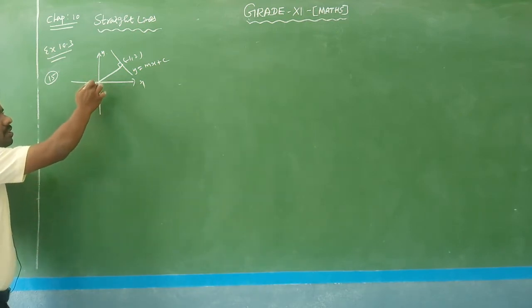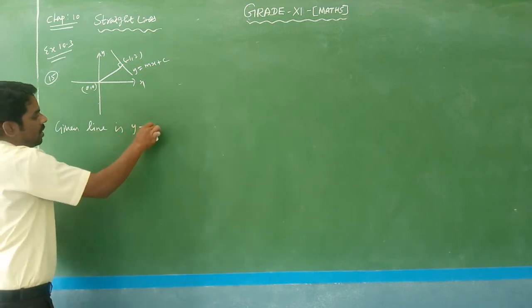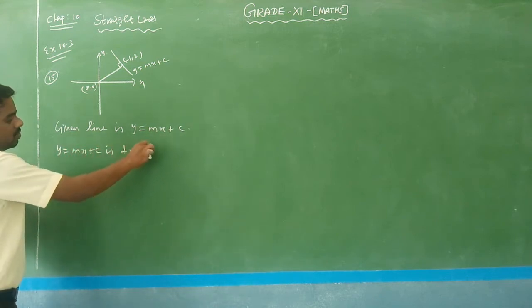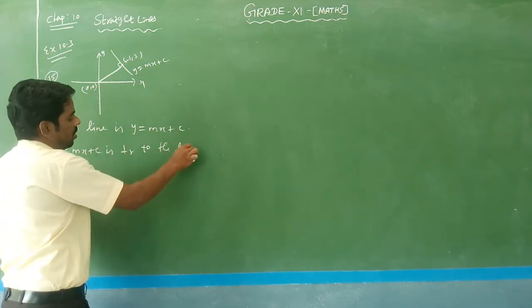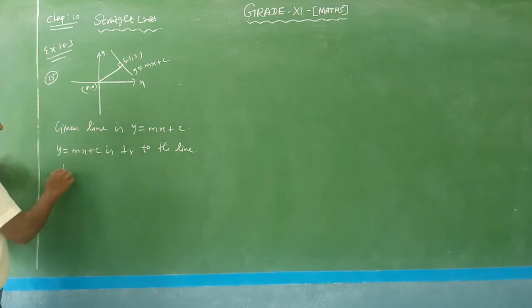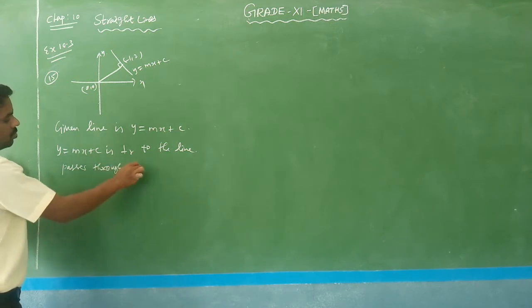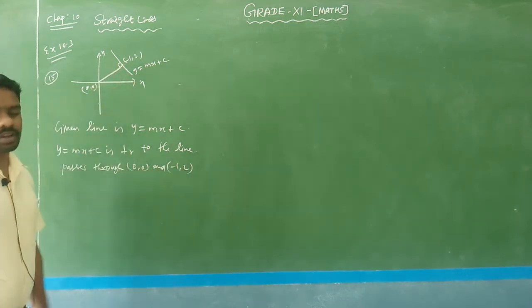This line is perpendicular to y equal to mx plus c. So the given line is y equal to mx plus c, and it is perpendicular to a line that passes through 0, 0 and minus 1, 2. These two lines meet at the point minus 1, 2.